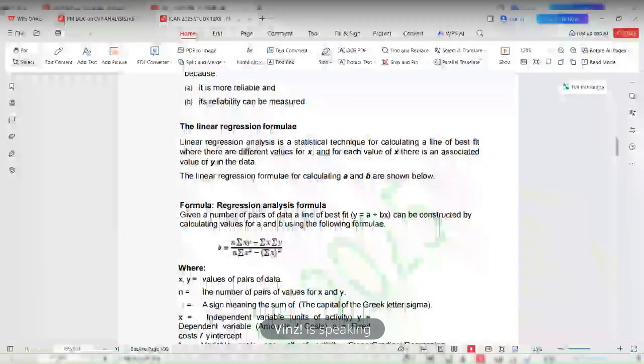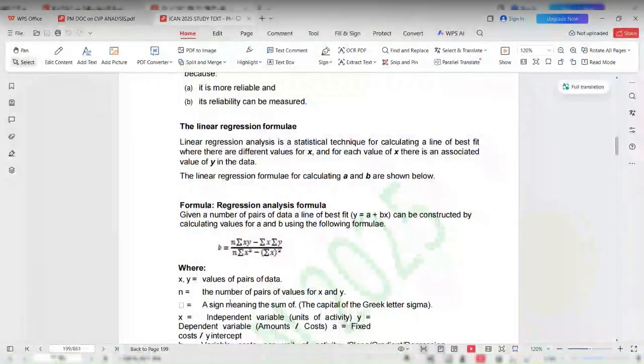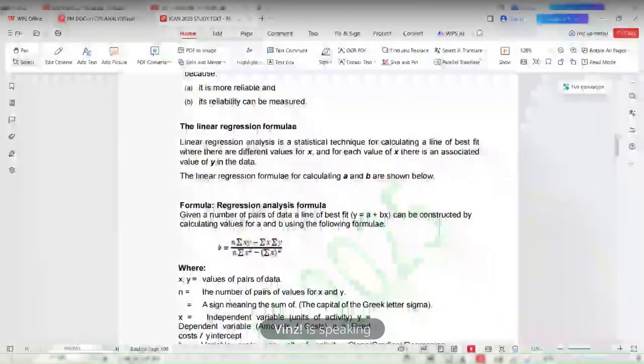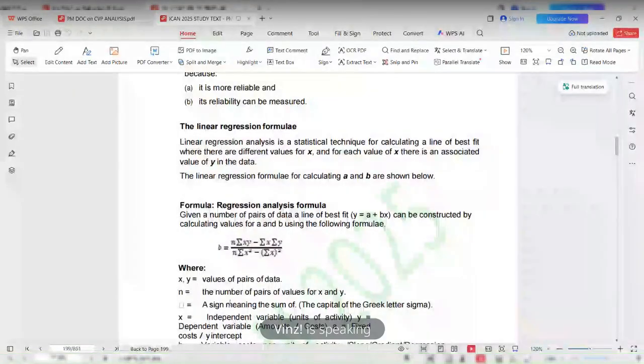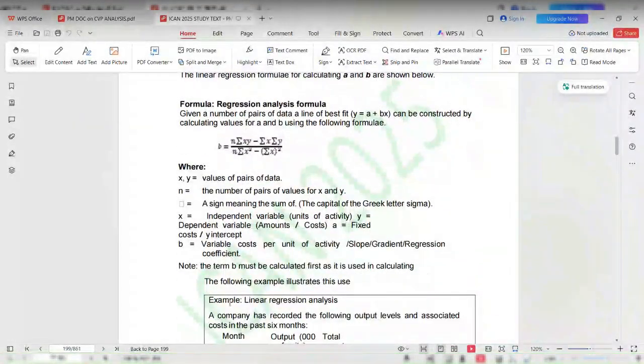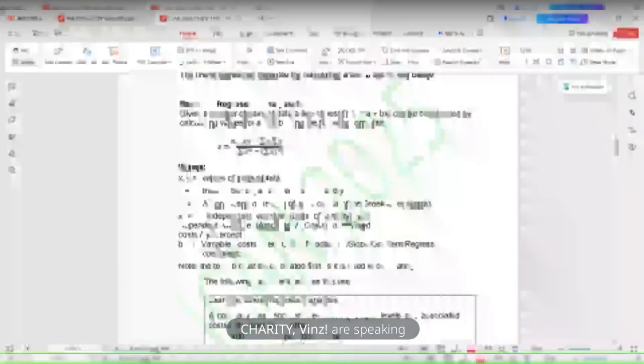I said that the technicality there is just the ability to differentiate between X and Y. But don't forget, Y is your total cost, while X is always your unit of activity, your independent variable. Your unit of activity is what? Is depending on the total cost. So your X is the unit, while the Y is the cost. All right. Y is the dependent variable.